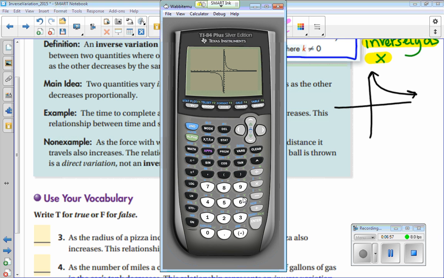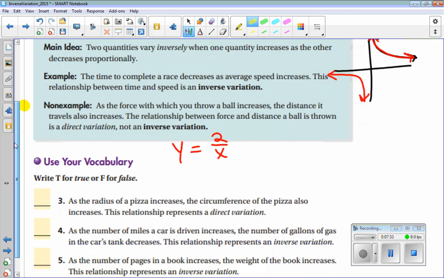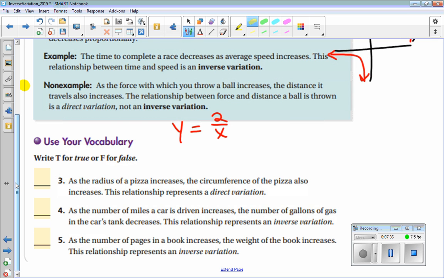And didn't we graph one like this back when we did parent graphs, the very, very beginning of the year? Yeah. So this right here is an inverse variation graph. Okay? As x goes to infinity, y goes down, doesn't it? As x goes to negative infinity, y is going up. Okay? So as one goes up, one goes down. It's basically what we want to remember with this. All right. So that's with the inverse. Direct, they both go up or they both go down.